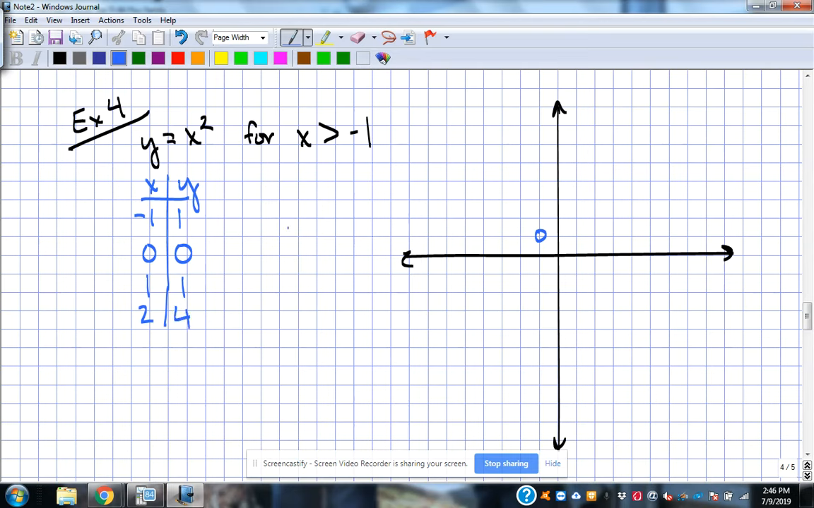So we could plot those points: (0, 0), (1, 1), and (2, 4). And we see that's happening with our graph.